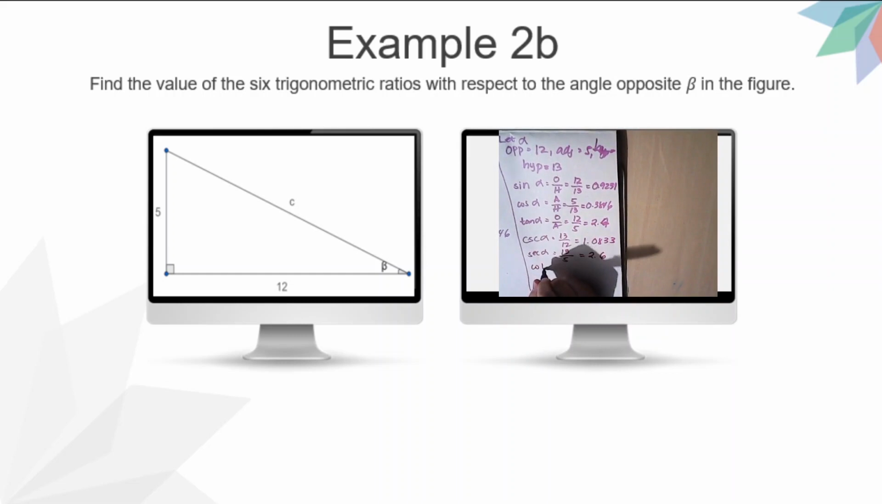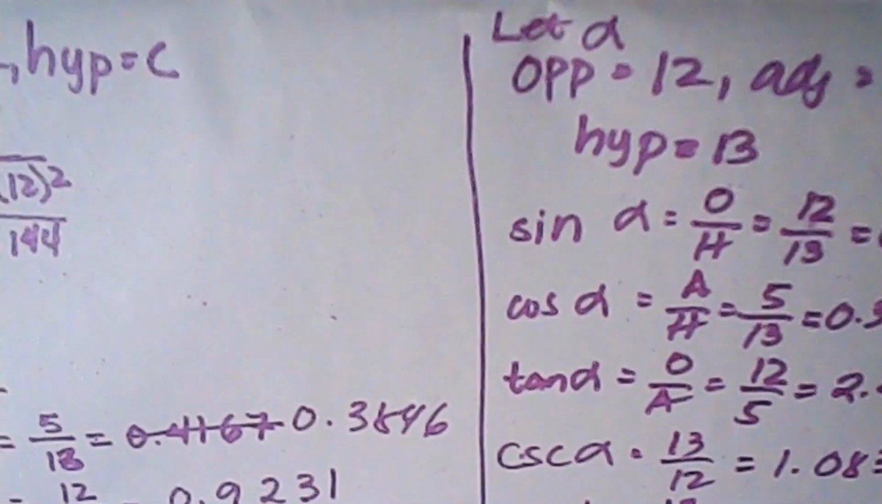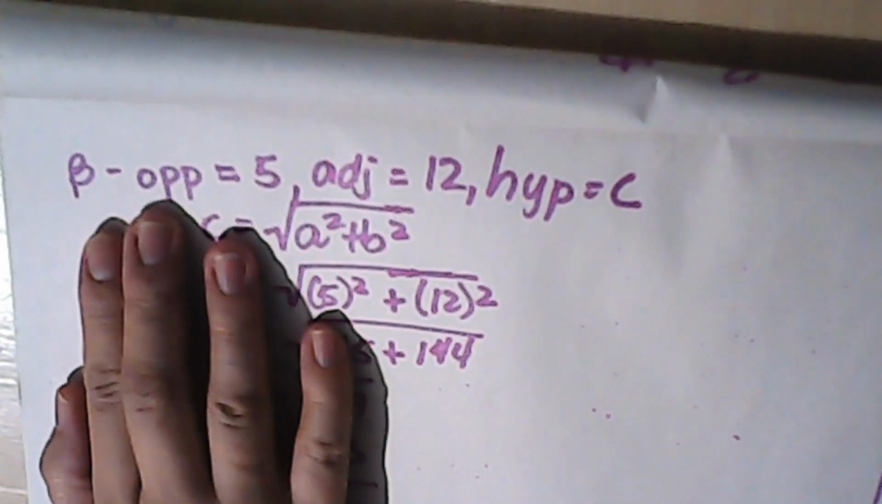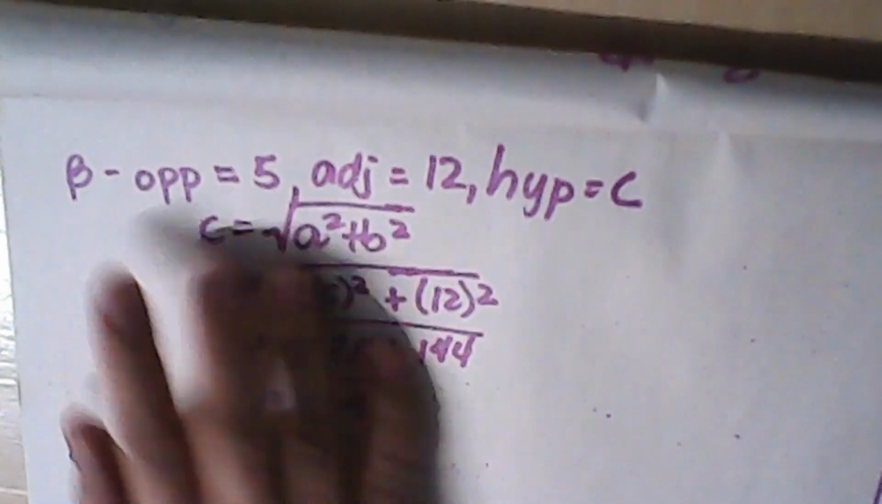2.6. And the last one is cotangent alpha, which is the reciprocal of tangent alpha. So, instead of opposite over adjacent, we are going to have adjacent over opposite, which is 5 over 12, or 0.4167. So, from our example number 2, we first get the trigonometric ratios for beta.